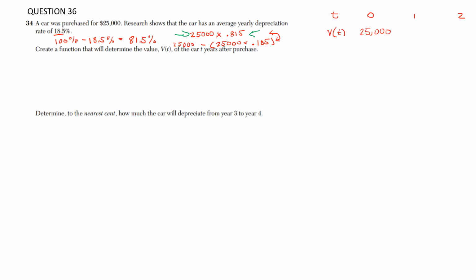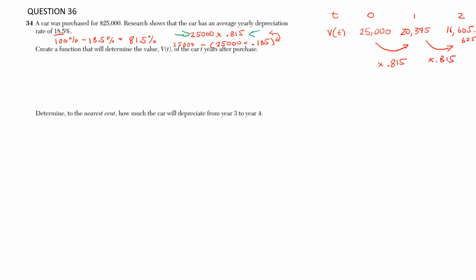So at the first year, we can do 25,000 times 0.815 to get $20,375. And then in year 2, you can do the same thing. Multiply this 20,375 value by 0.815 to get 16,605.625. So we know that the relationship between here and here and here is that you're multiplying by this 81.5%, 0.815 times 0.815.